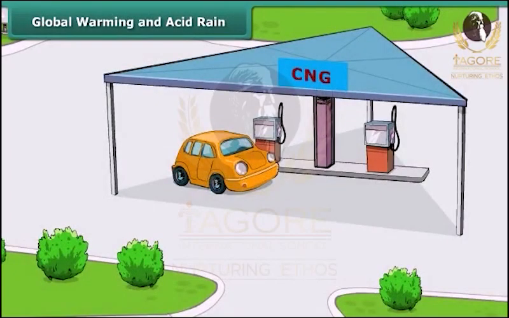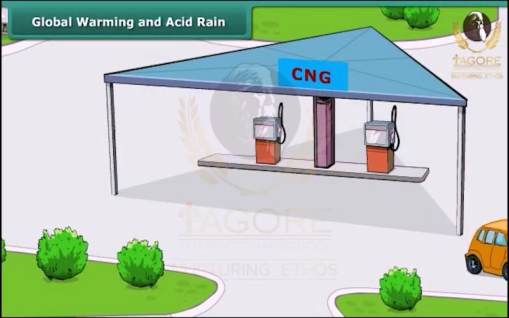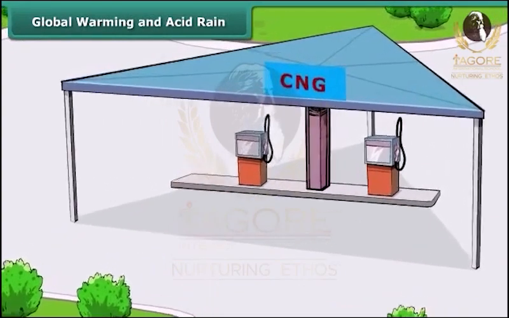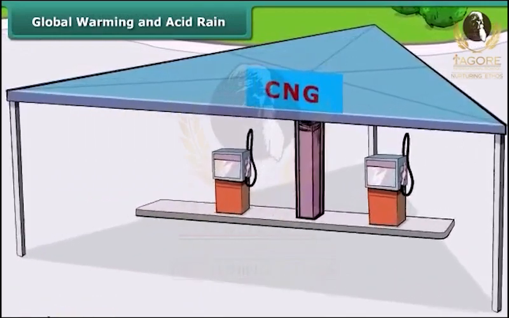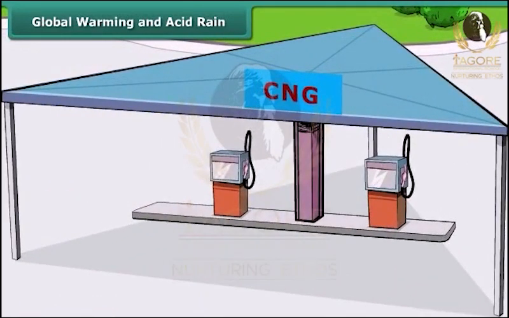There are ways we can reduce negative impact on the environment by choosing the right fuel. A great example of this is cars, buses, and auto rickshaws that run on compressed natural gas or CNG instead of petrol. CNG is a much cleaner and cheaper fuel.